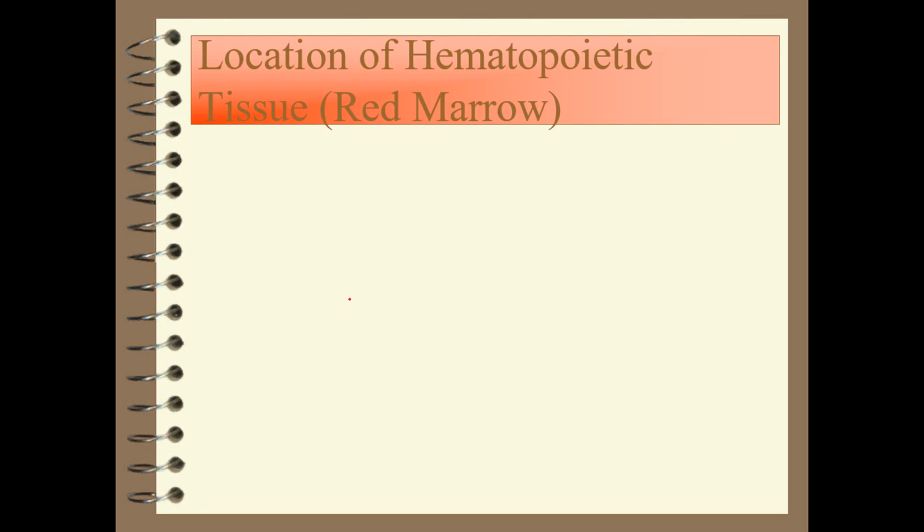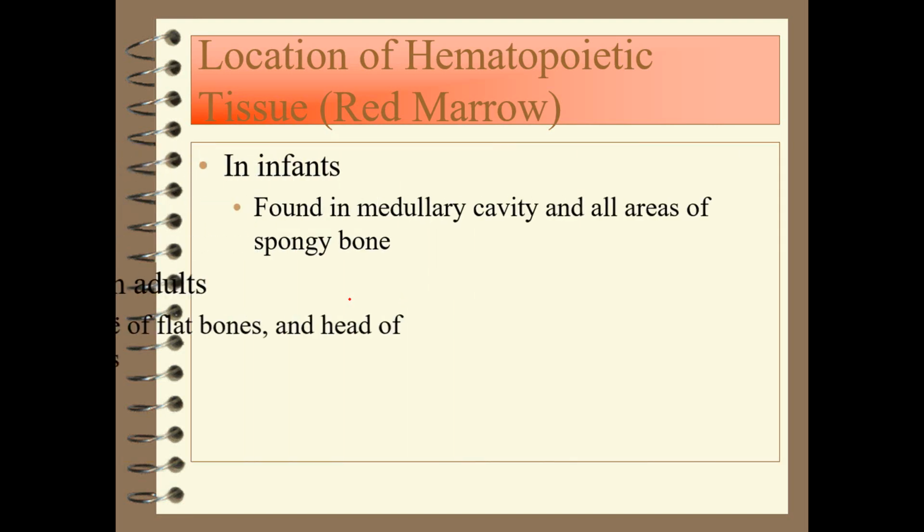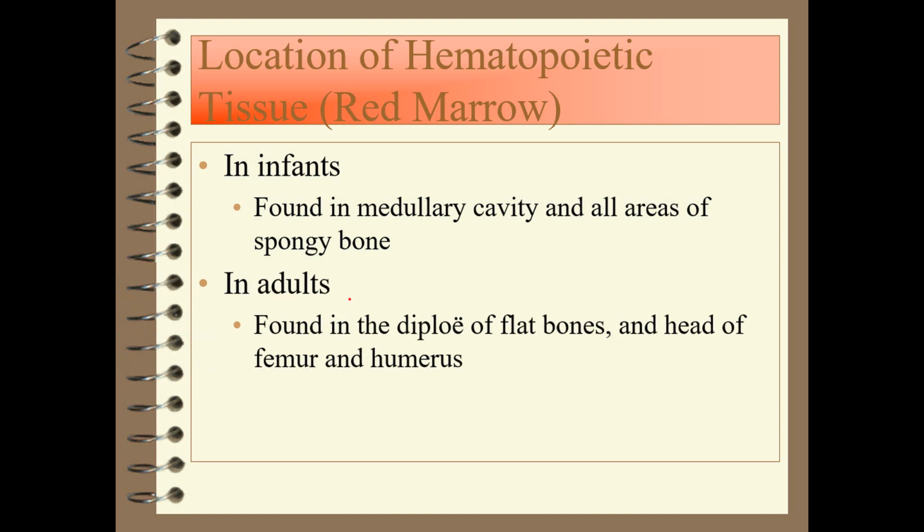All right. Location of hemopoietic or hematopoietic tissue. We're talking about the red marrow. So these are going to give rise to all of the blood cells, the formed elements: red blood cells, white blood cells, and platelets. And there's going to be a difference if we're talking about infants versus adults. So in infants, it's all areas of spongy bone, and in that medullary cavity that we see in long bones. And in adults, it's going to be found in the diploid of just the flat bones and in the proximal epiphyses of the femur and the humerus. Keep in mind, another way to say head of femur and humerus is to talk about the proximal epiphyses. So please don't forget that.